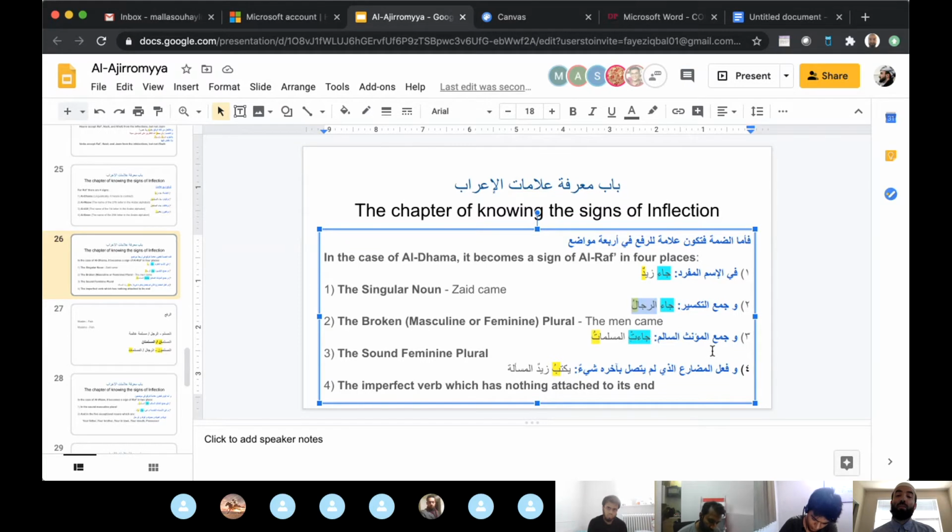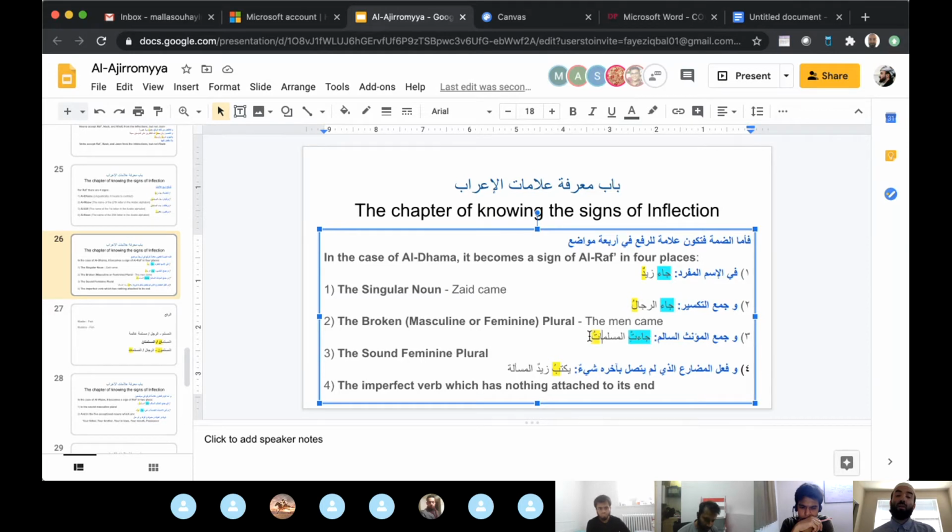The third place where dhamma becomes a sign of rafa is وَجَمْعِ الْمُؤَنَّثِ السَّالِمِ, the sound feminine plural, right? So meaning the feminine plural that follows the rule. And we said the way you make a feminine noun plural is you add an alif and a ta to it. You guys remember from the slide that we just added? So once you see this form of the noun, you know that it is a sound feminine plural. And so here in this case as well, dhamma becomes a sign of al-rafa.